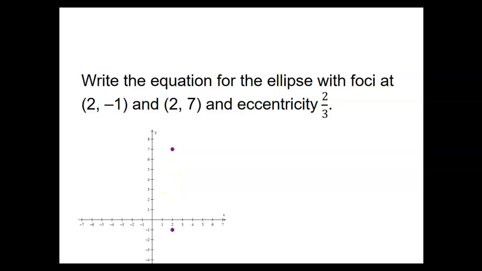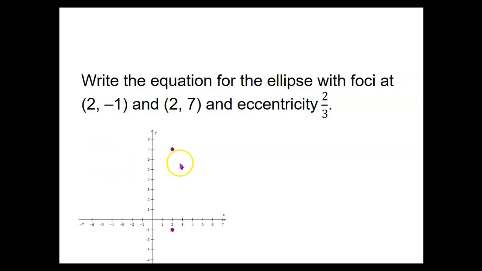So we've got a focus at (2, -1) and a focus at (2, 7). Since those are on the same vertical line directly above one another, we know we're dealing with the kind of ellipse whose major axis is vertical, because the foci are always on the major axis. And can you tell where the center would be?